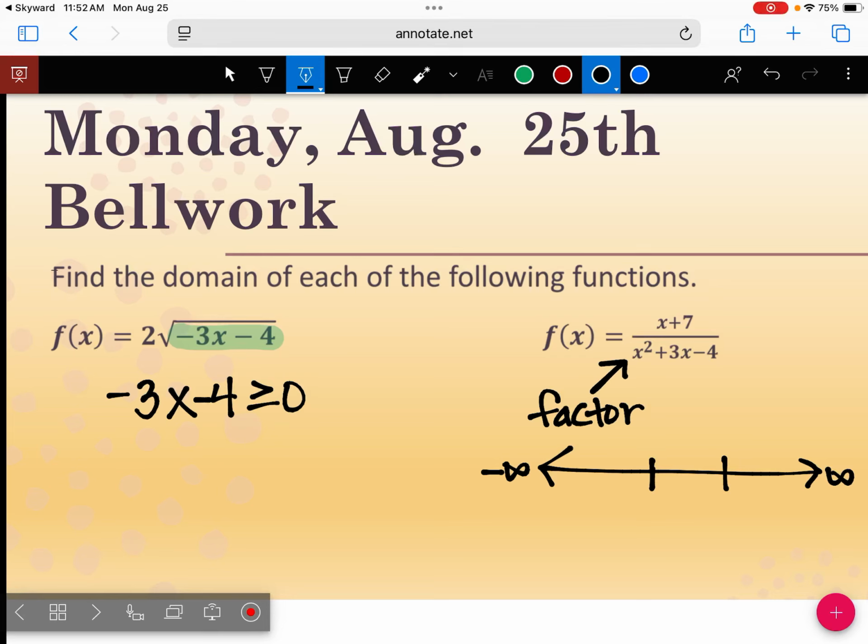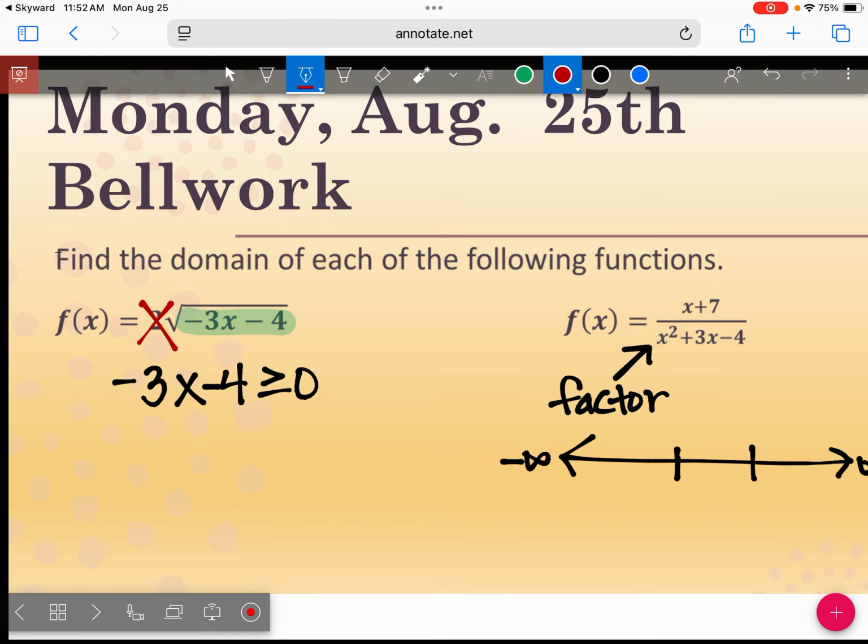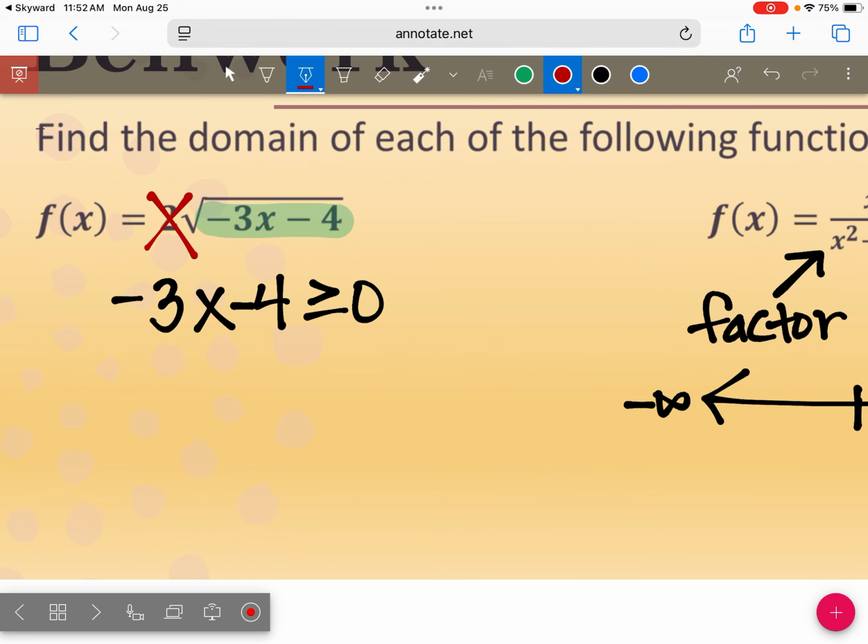To solve this inequality, notice that what was in front has nothing to do with the domain. It affects the graph, but not the domain. So what would be your first step to solve this inequality? Add 4. So when I add the 4, I have negative 3x is greater than or equal to 4.